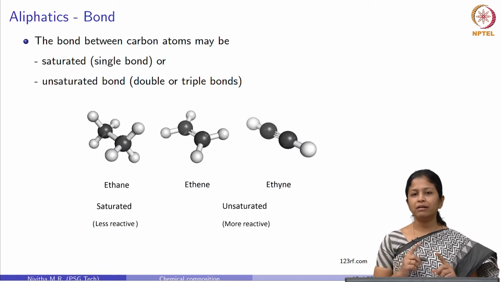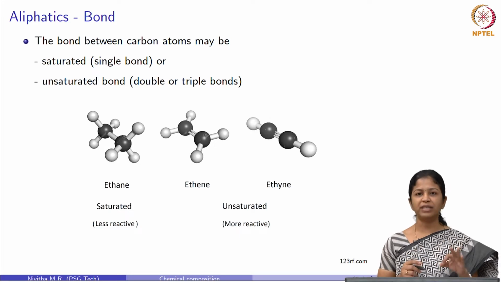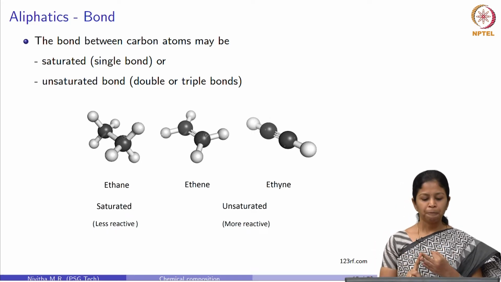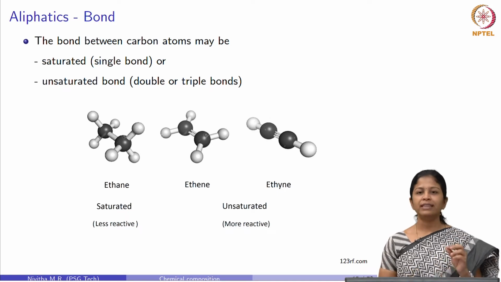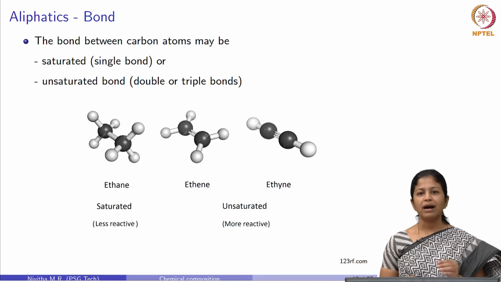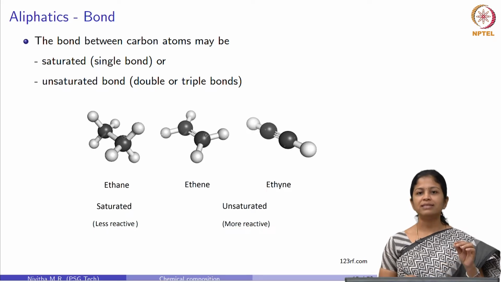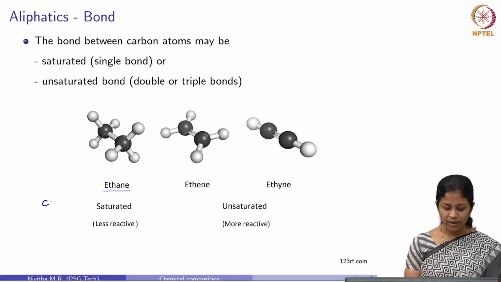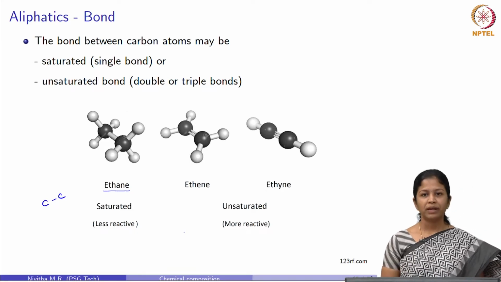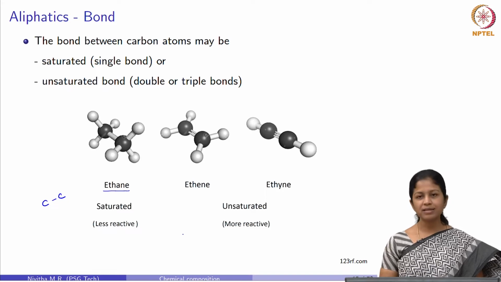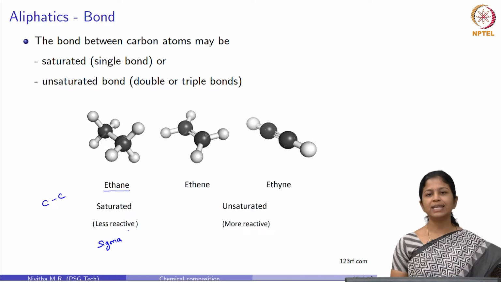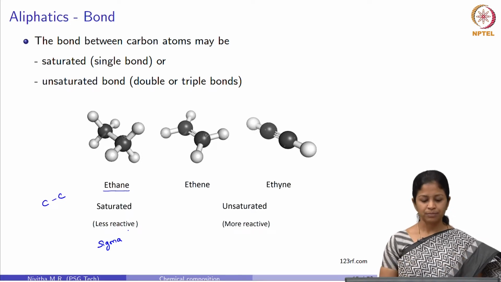The bond between two different carbon atoms can be of 3 types. We should have studied this in higher secondary chemistry: a single bond, a double bond and a triple bond. Depending upon the type of bond, the reactivity is going to be different. A single bond is what is called a saturated bond. We have ethane here, carbon single bonded to carbon, right. This is ethane and these saturated bonds are mostly sigma bonds. These sigma bonds are less reactive.